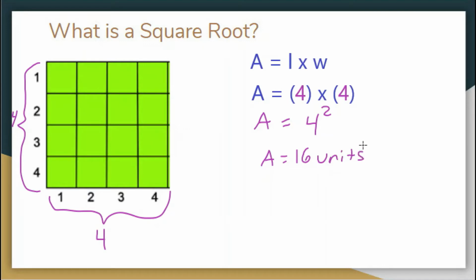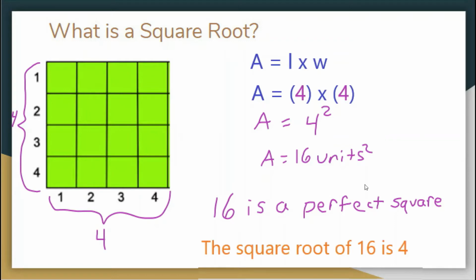So what does that mean? Well, that means that 16 is a perfect square. So 16 is a perfect square, and we know that because of this model here. We can see that the length times the width of this square, 4 times 4, the sides are equal, gives us an area of 16. This also tells us that the square root of 16 is 4. And we can say that because the square root is the opposite of squaring something. So since 4 squared gives us 16, we know the square root of 16 is 4.